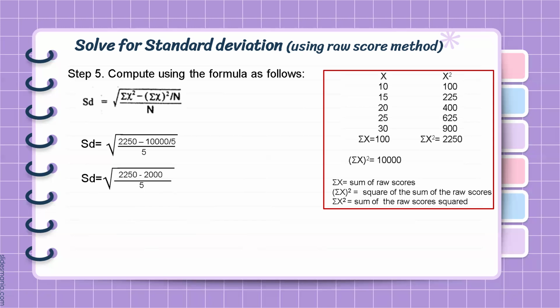So standard deviation is equal to the square root of 2,250 minus 2,000, all over 5. Why 2,000? 2,000 is the quotient of 10,000 and 5. So 2,250 minus 2,000 is equal to 250 divided by 5, that is equal to 50. So standard deviation is equal to the square root of 50. Standard deviation is equal to 7.07.